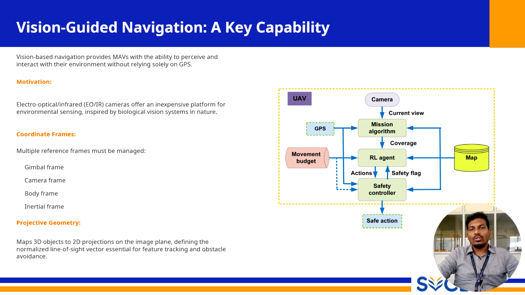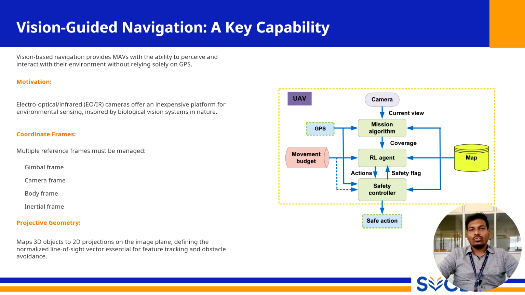The motivation for this approach is twofold. First, the technology is accessible and effective. Electro-optical and infrared (EO/IR) cameras offer an inexpensive platform for environmental sensing. These are small, lightweight, low power, and provide an incredibly rich stream of data about the world.